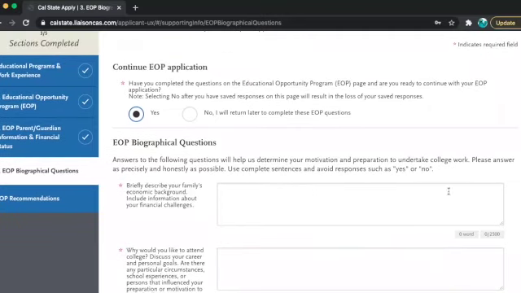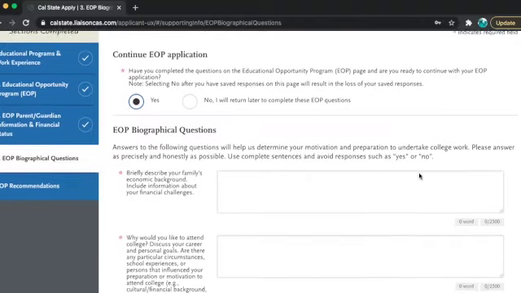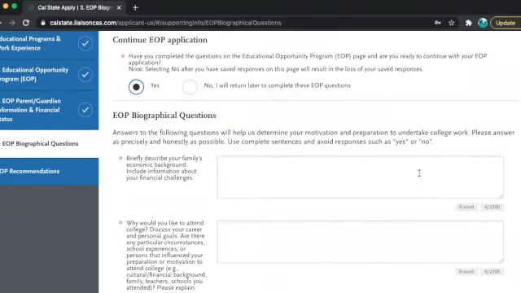So it says, answers to the following questions will help us determine your motivation and preparation to undertake college work. Please answer as precisely and as honestly as possible. Use complete sentences and avoid responses such as yes or no. So what they want is details. Give them as much detail as possible.